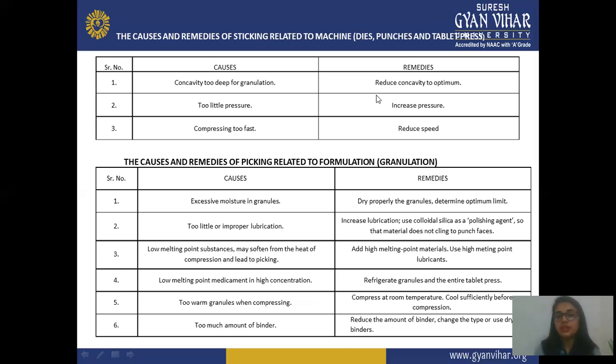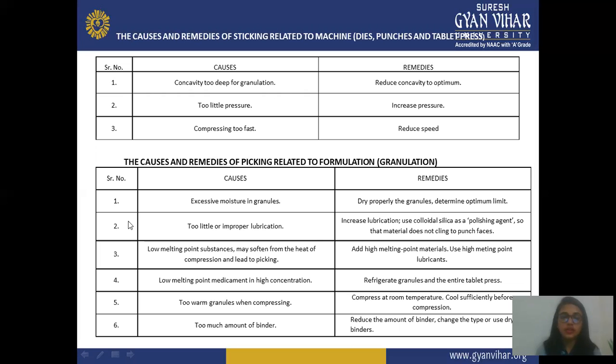Second is too little pressure. In this condition, you increase the pressure. Next is compression too fast. In this, you reduce the speed. And next, cause and remedies related to picking related to formulation or during the granulation. This first problem is excessive moisture in the granules. If there's excessive moisture in the granules, then you prepare dry granules in a proper form and determine the optimum liquid.